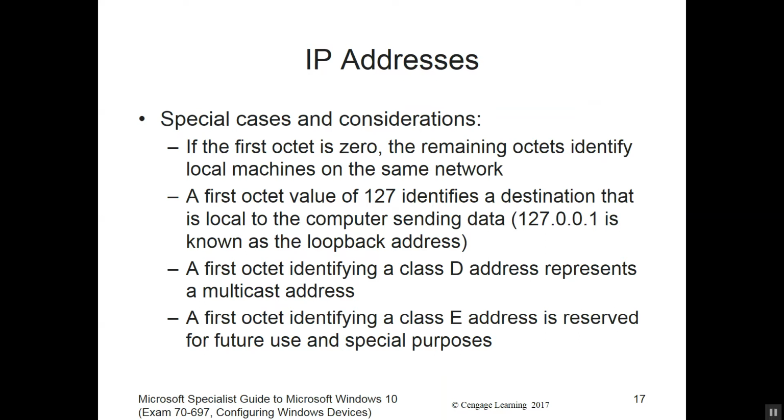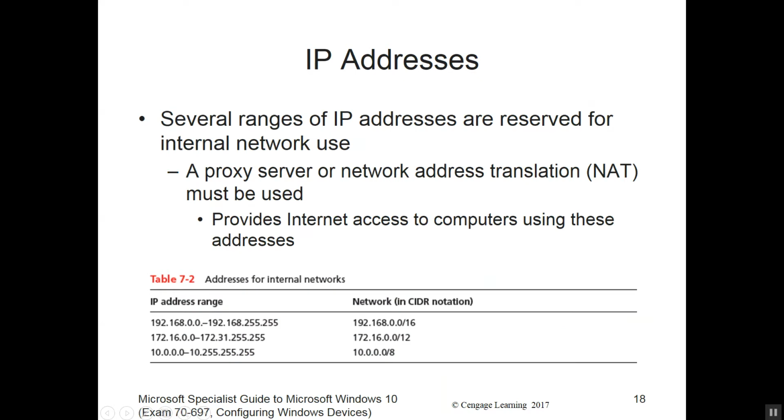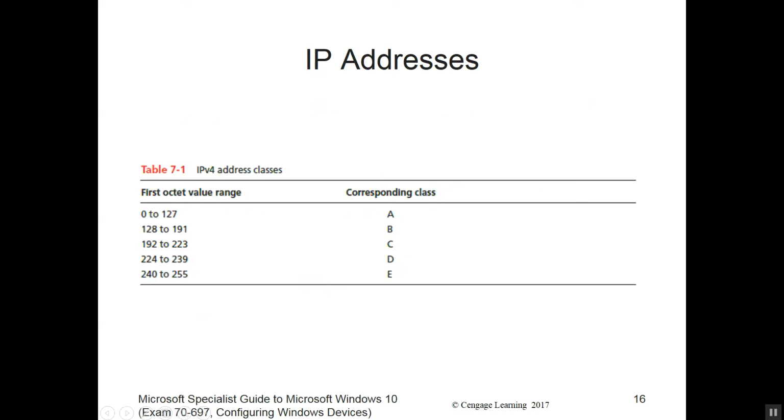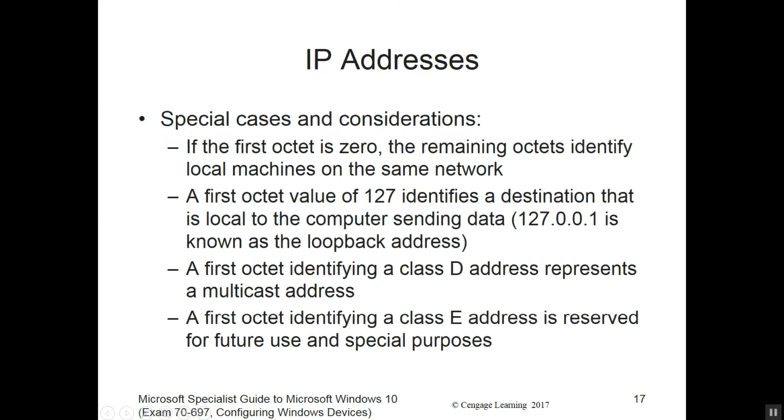Now, the first octet identifying a Class D address represents a multicast address. First octet identifying a Class E address is reserved for future use and special purposes. So the Class D and Class E we won't see. So that's 224 up to 255, not commonly used. 192 is probably the most common you'll see. Okay.